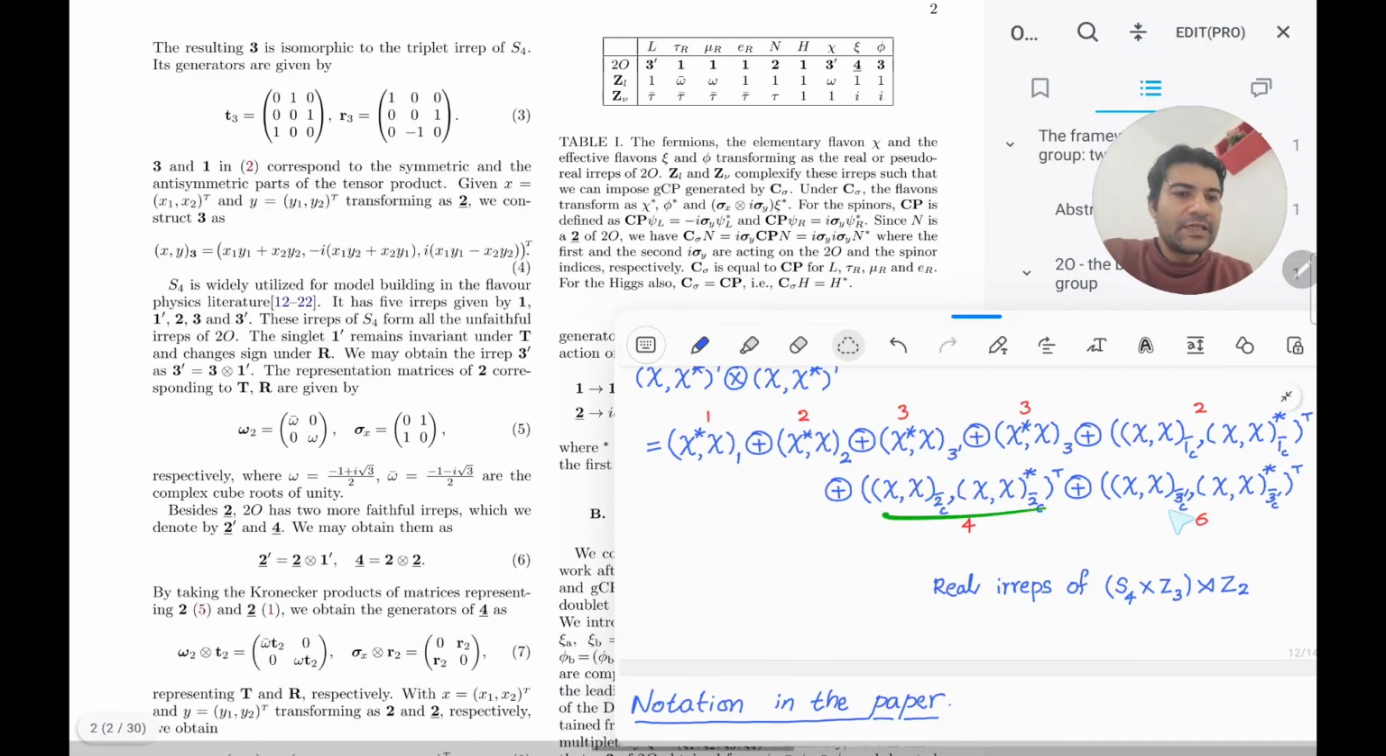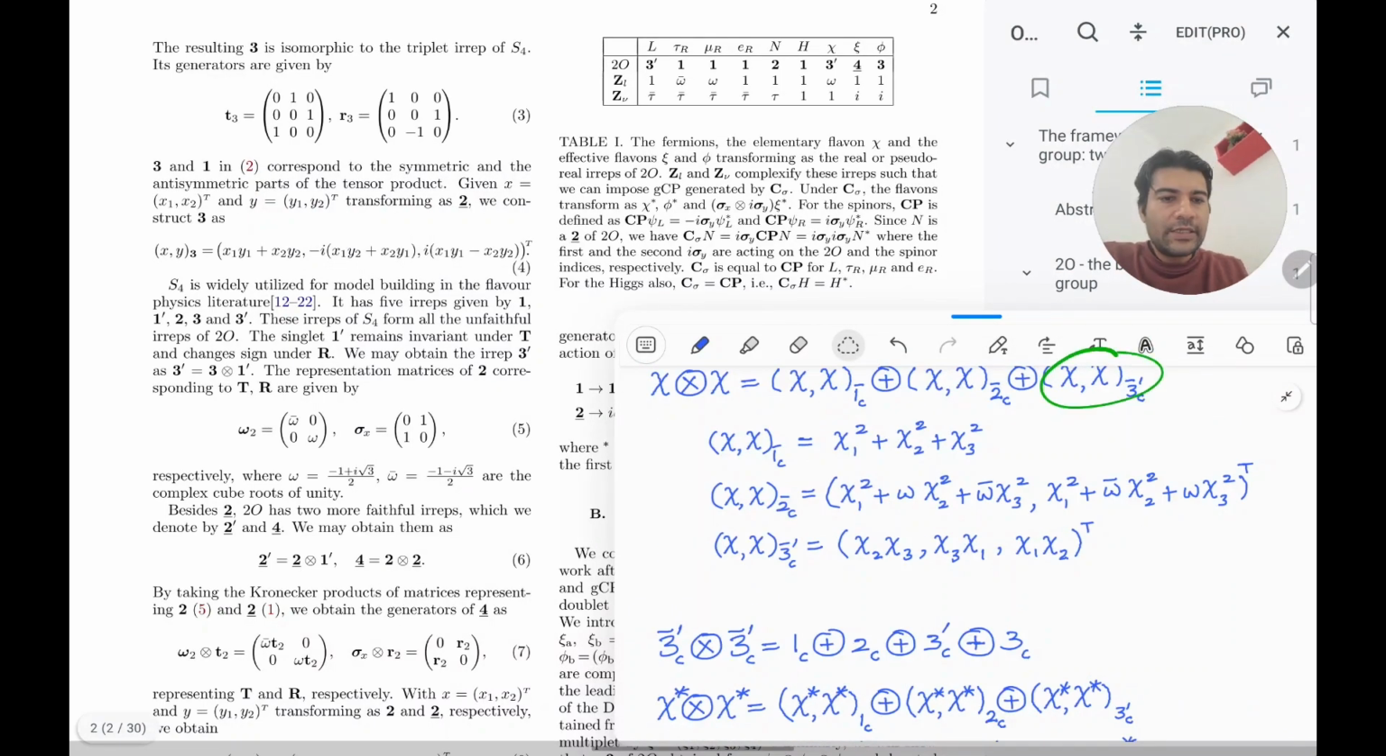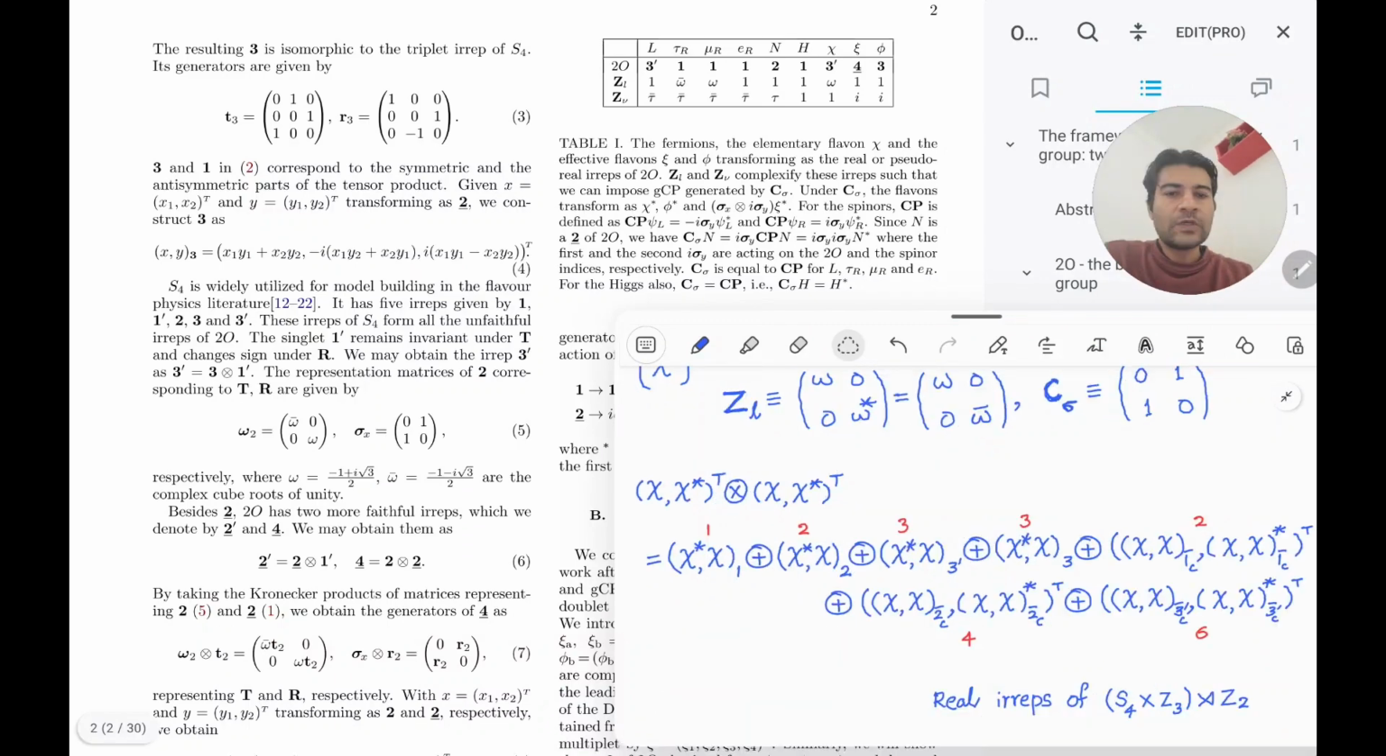Finally, you have this 6-dimensional irrep, which is nothing but this object and its complex conjugate this. All these irreps that I obtain in the RHS, all of them are real irreps of the larger group. And as you can see, I have used complex numbers to represent them, but they're all real irreps.